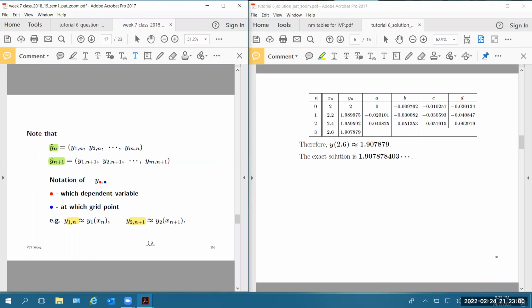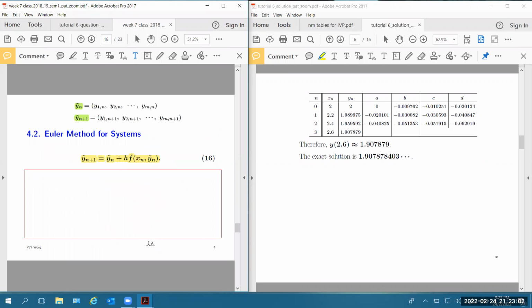Before we go to our Euler method for systems: earlier on we got the Euler method, right? So now we have the Euler method for systems. This is page 18. So if I go to page maybe 3.